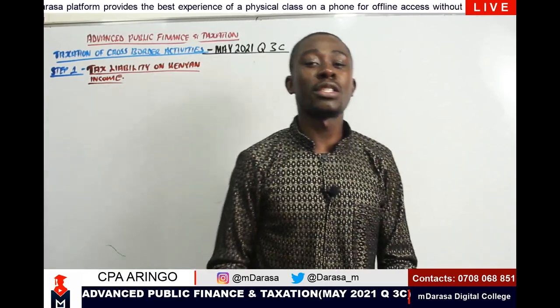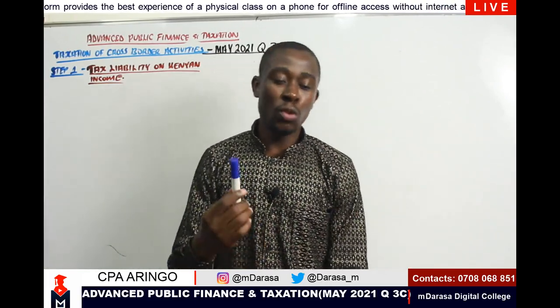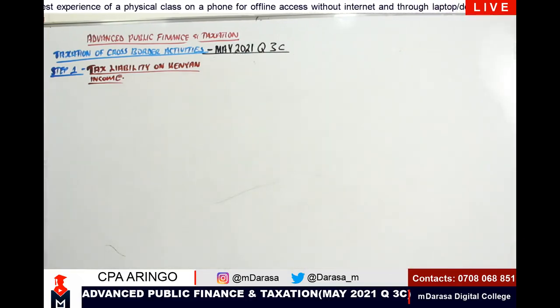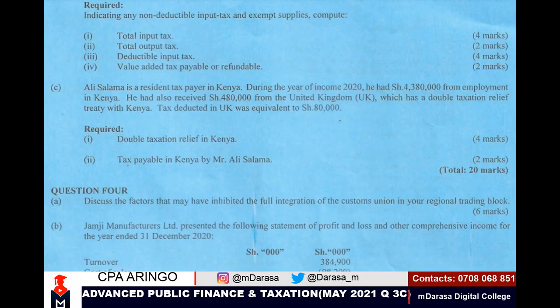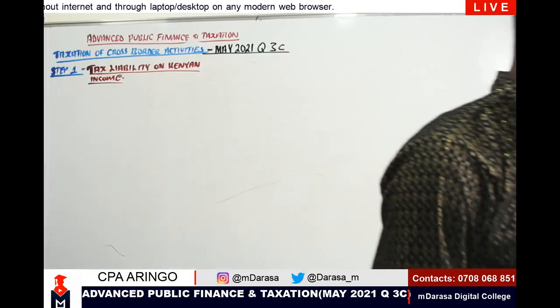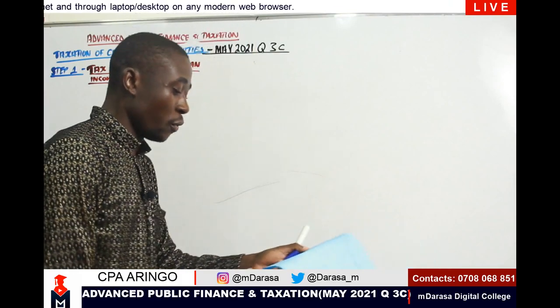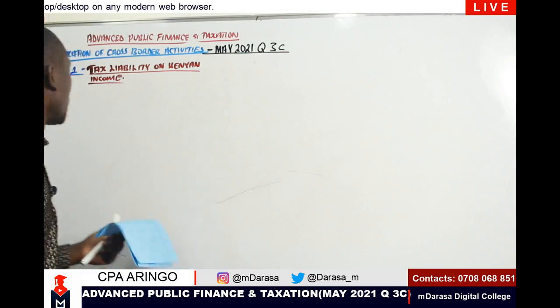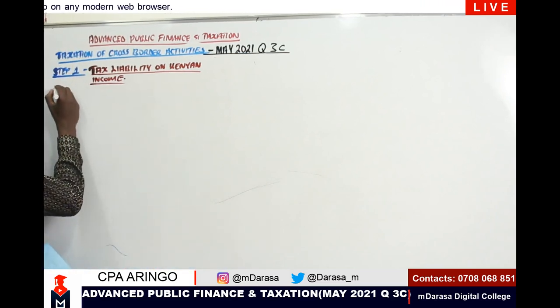You have first of all to identify your Kenyan income. Like in our case, how much was this person earning in Kenya? If we check clearly, you can see that he was receiving 4,380,000 from employment in Kenya. So this person was receiving income from Kenya.